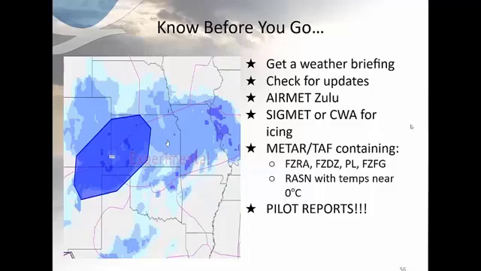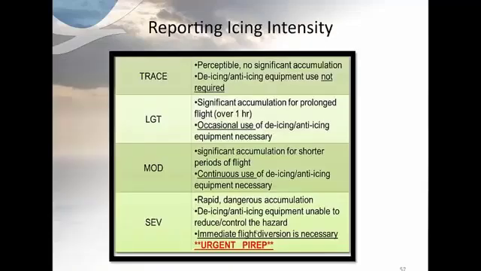Give the information to get the information. So pass on when you're not getting it, pass on when you are, what the altitudes are. Remember to pass on the temperature outside when you are reporting icing. So again, when you're reporting icing, trace, light, moderate, and severe are the reportable types. Do not report heavy. That's not a thing. But if you're not required to use your de-icing or anti-icing equipment, it's probably just a trace.